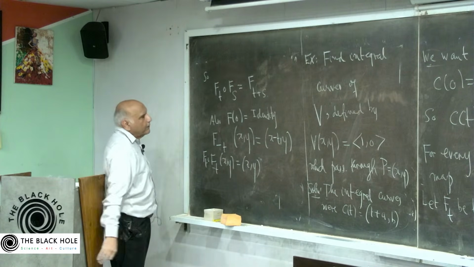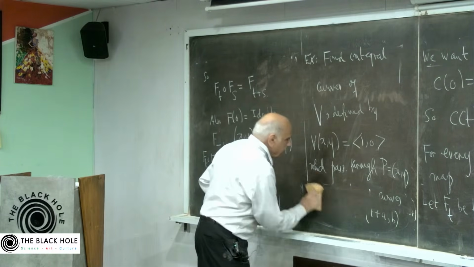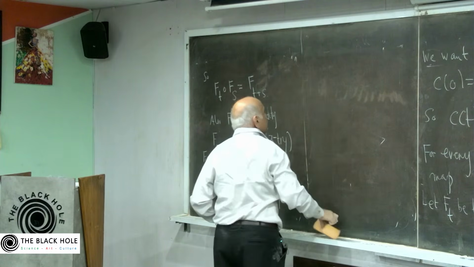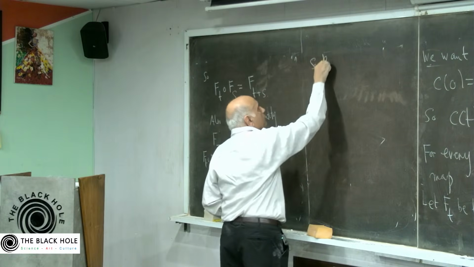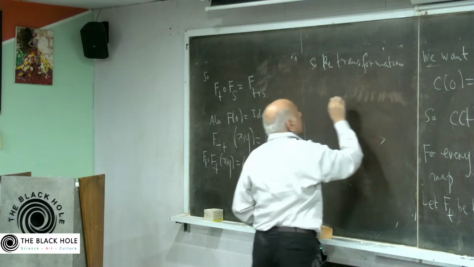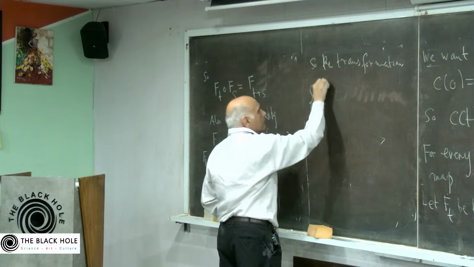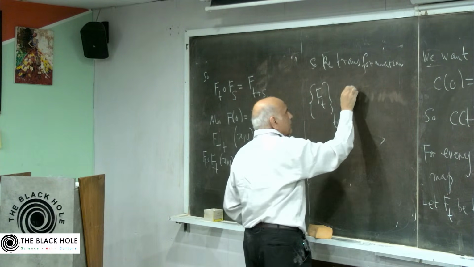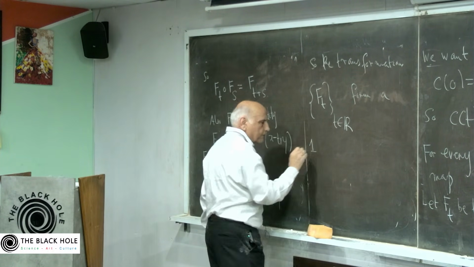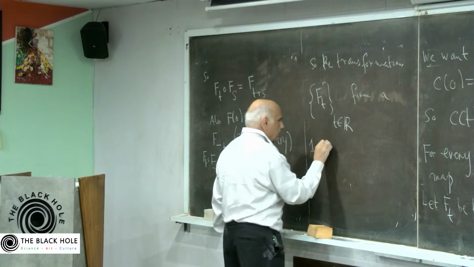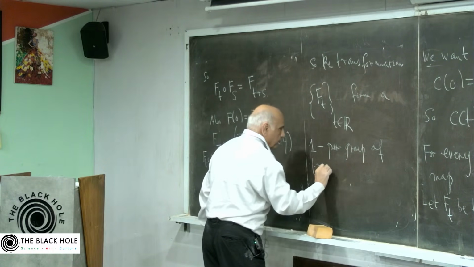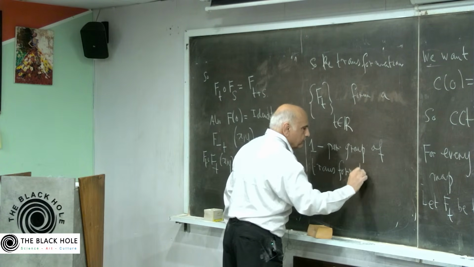Okay, so the transformations Ft form a group of what we call a one parameter group of transformations, meaning a group which depends on only one variable.